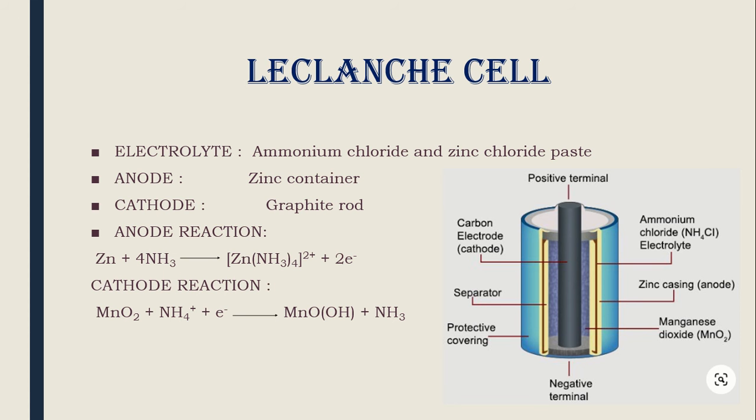The cell potential for this cell is around 1.5 volts. This dry cell has a definite life, after which it becomes dead and cannot be recharged. Another disadvantage of this cell is that ammonium chloride, which is used as an electrolyte here, is an acidic salt. And being an acidic salt, it corrodes the zinc container, that is the anode.